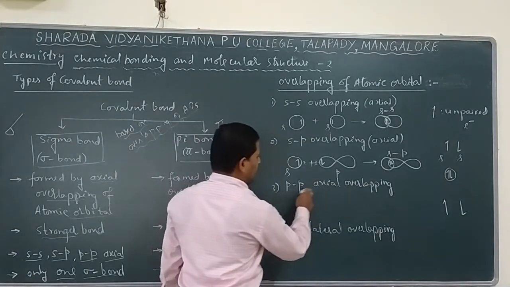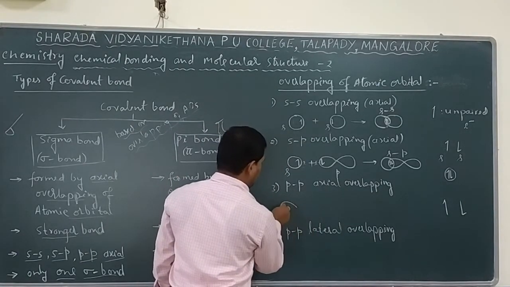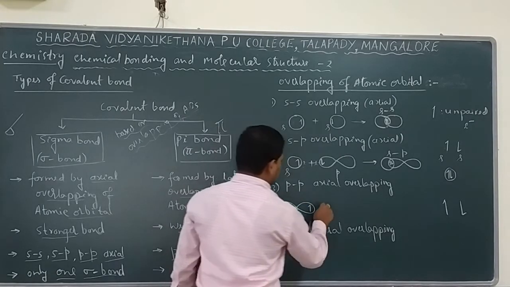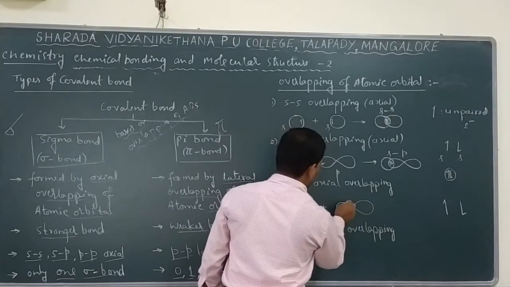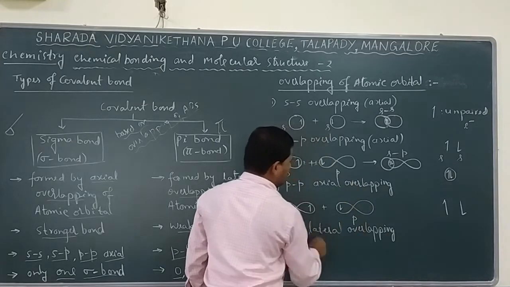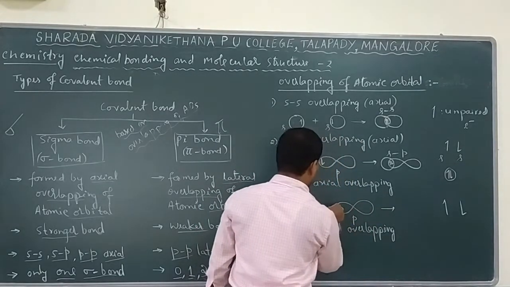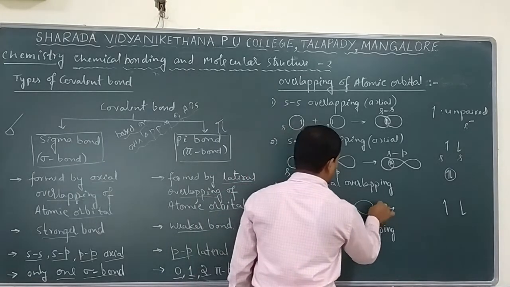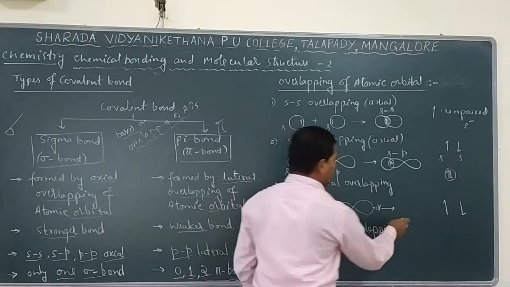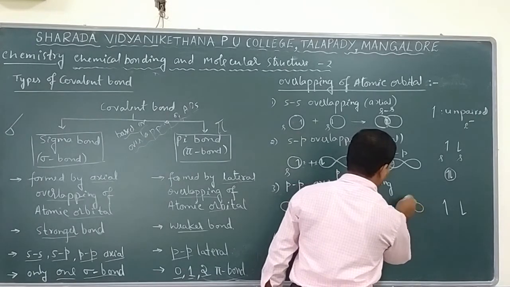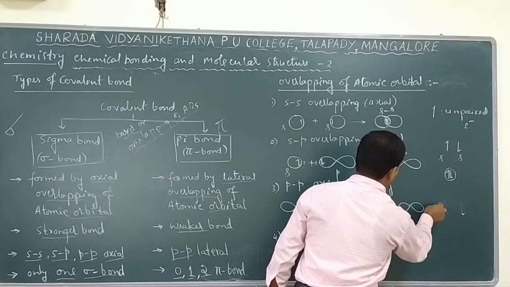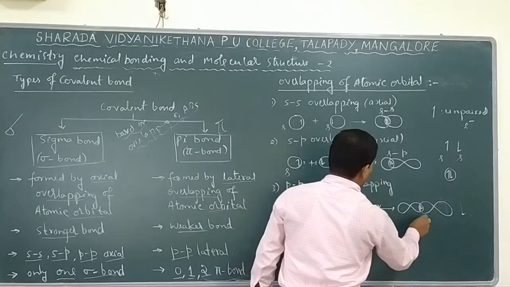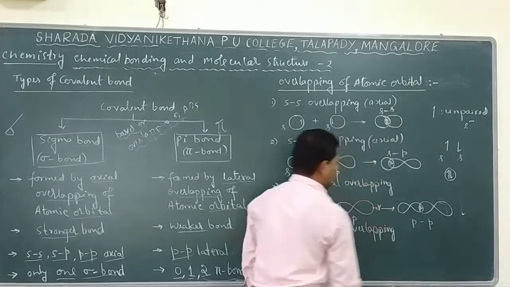But in the case of a PP axial overlap, there are 2 dumbbells. This is one P orbital with 1 unpaired electron, and this is another P orbital with an unpaired electron. They overlap along an axis. Let us say both are present along the x-axis. What happens if both are present along the x-axis? Axial overlap takes place. This is one P orbital and this is the other P orbital, and when they overlap it produces PP axial overlapping.